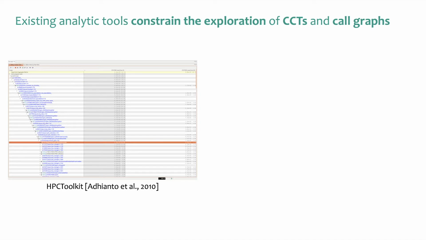For example, HPC Toolkit uses an expandable tree visualization, requiring users to toggle and expand multiple hierarchies from top-down and bottom-up call stack. However, expandable tree layouts do not scale well with the size and depth of CCTs. Also, the user would lose context during analysis.